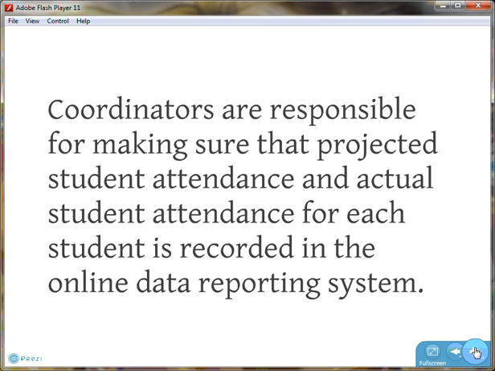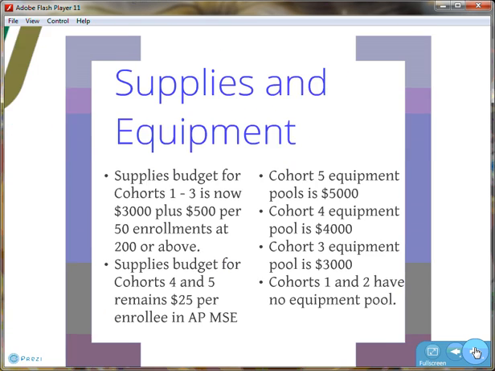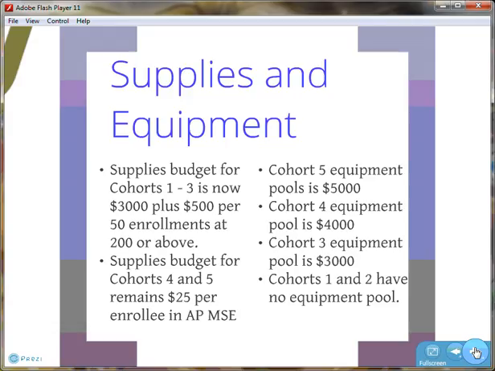Let's go on to supplies and equipment. There are significant changes in the supplies and equipment budget for schools in cohorts 1 to 3. Cohort 1's budget is $3,000 plus $500 per 50 enrollments above 200. Cohort 2's budget is the same as Cohort 1.